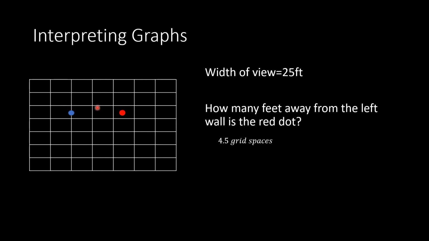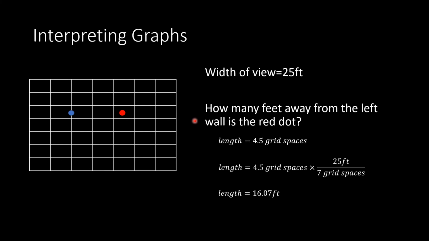So 4.5 grid spaces from the left wall, but that doesn't really give us our answer. We're looking for how many feet away from the left wall is the red dot. Luckily, we know the two things we need. We have the total width of this, and we have the number of boxes horizontally across here.